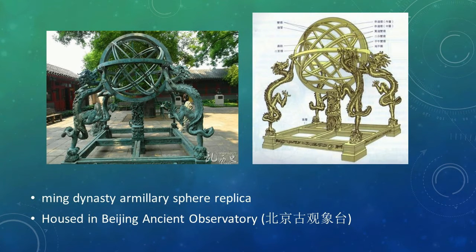This is a later one, a Ming Dynasty replica of an armillary sphere. You can see how complicated and how much more refined it is compared to the earlier ones. You still have this, but it's in the form of a replica. I believe all the original ones have been destroyed already during wartime. This is housed in the Beijing Ancient Observatory, Beijing Guxiangtai.